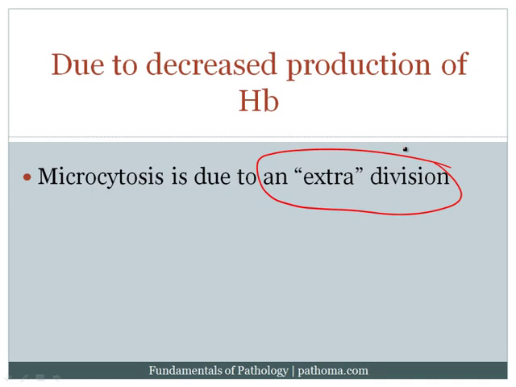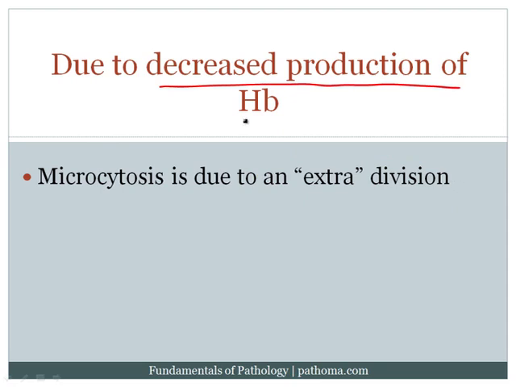Now the next question we could ask is why? Why would the red blood cells undergo an extra division? And the answer, at least the way I think about it, is that microcytic anemia is always a problem of decreased production of hemoglobin. So in each of the microcytic anemias, the problem is the decreased production of hemoglobin. Now, as the red blood cells are developing, if there is not enough hemoglobin, one way by which the red blood cells can try to maintain the concentration of hemoglobin within the red blood cell would be to divide one extra time.